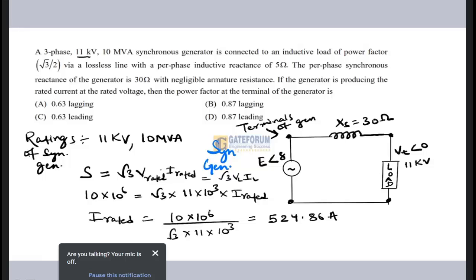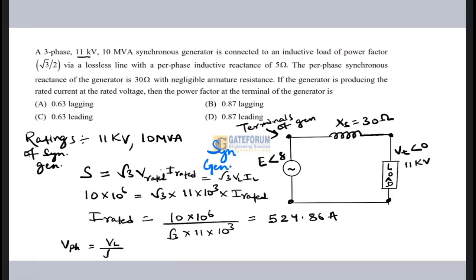Now I know the phase voltage can be written as line voltage upon root 3. Line voltage is 11 into 10 to the power 3 divided by root 3. So I'll write it as 11,000 by root 3, angle 0. So the terminal phase voltage I have to denote here as 11,000 by root 3, angle 0. Now I can apply the EMF equation.